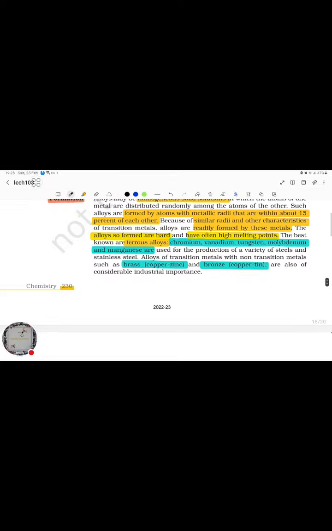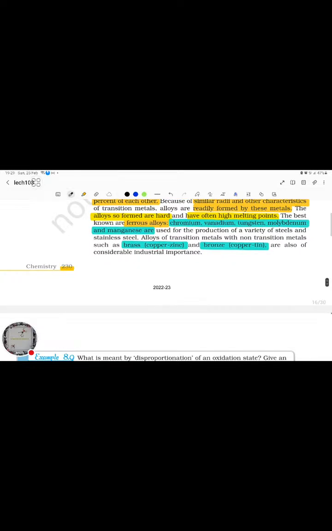The alloys so formed are hard and often have high melting points. So basically, for alloy formation the metallic radii must be similar. Similar metallic radii means the alloy forms more easily, and the alloys formed will be hard and have higher melting points as well. The best known are ferrous alloys. Ferrous alloys are combinations of chromium, vanadium, tungsten, molybdenum and manganese, used for the production of a variety of steels and stainless steels.